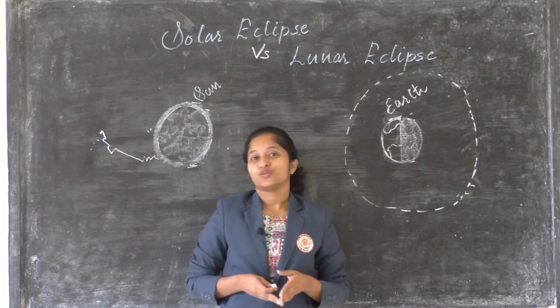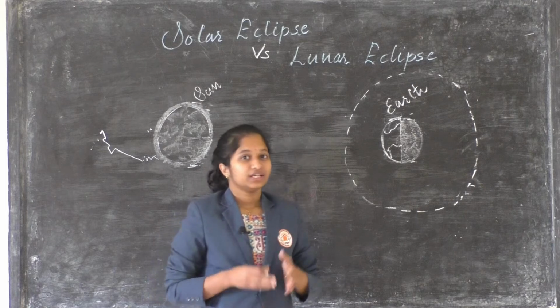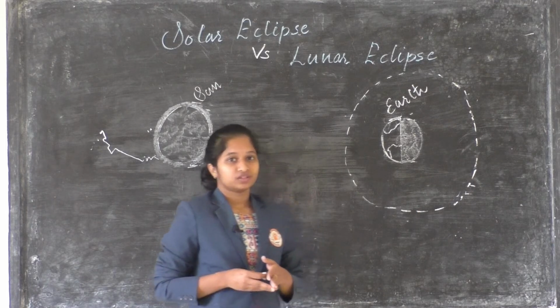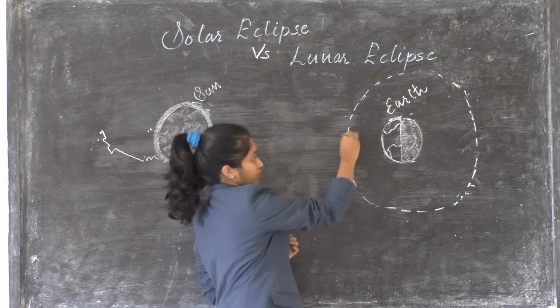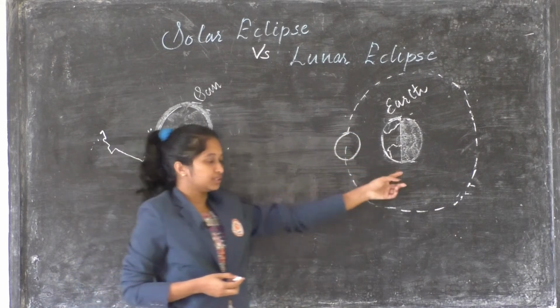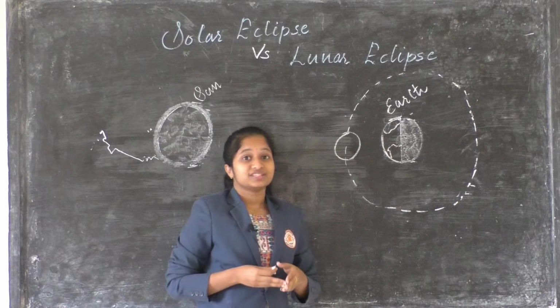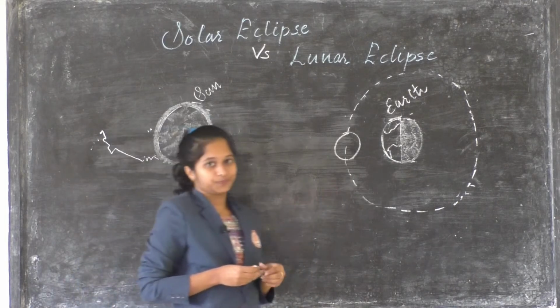So children, what is the difference between solar eclipse and lunar eclipse? In the case of solar eclipse, what happens? The moon comes in between the sun and the earth. So the sunlight cannot directly fall on the earth.